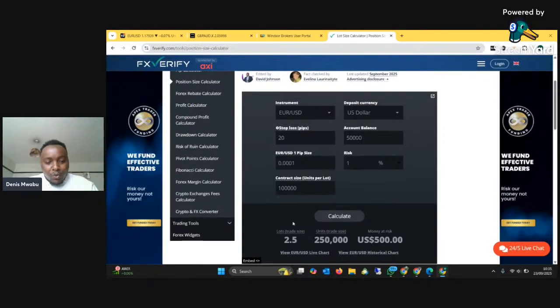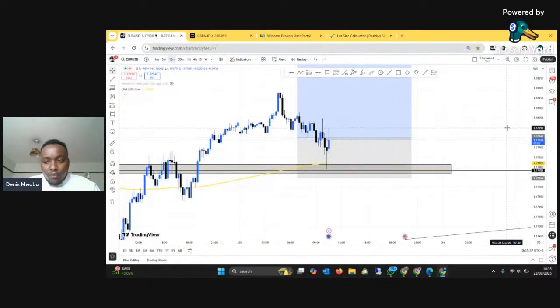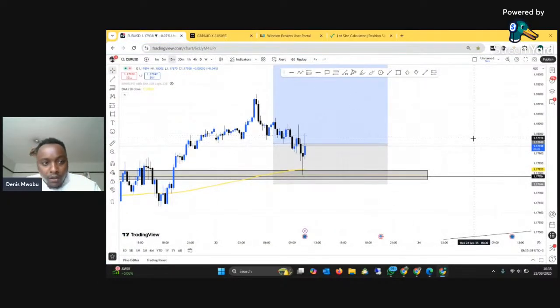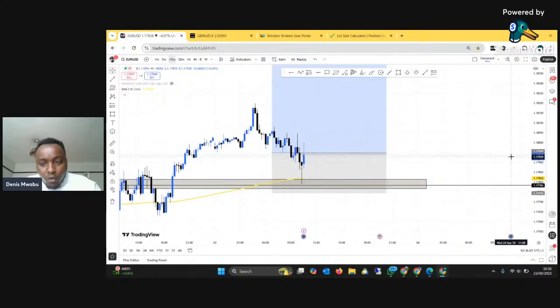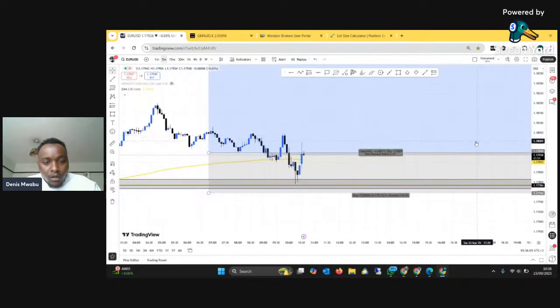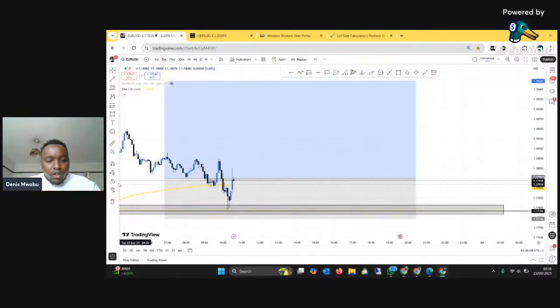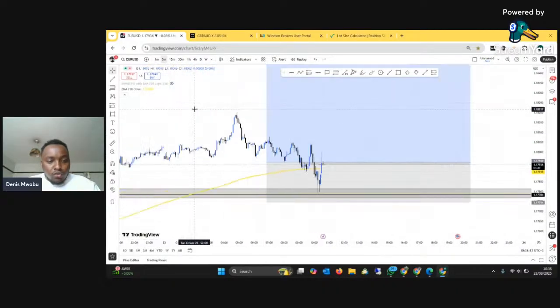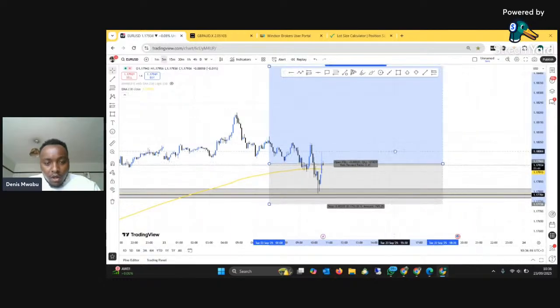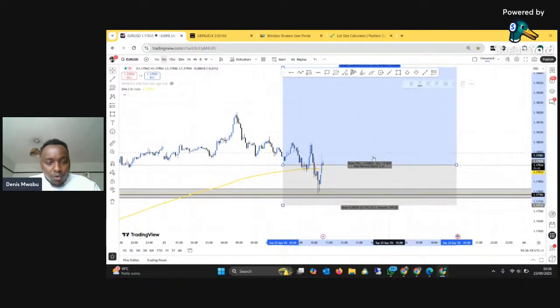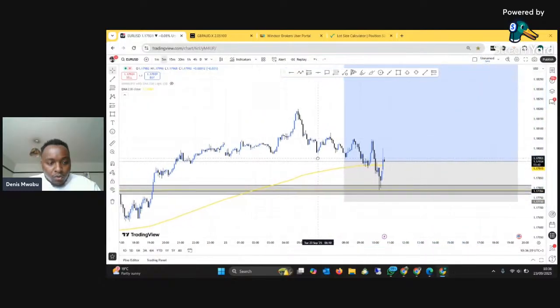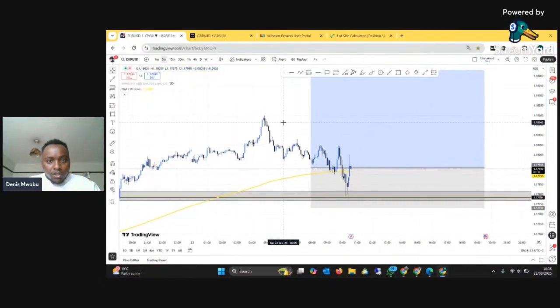So this will be a 2.5 lot size. We just wait for a confirmation here, in the next candle, when the 15-minute candle opens, for us to be able to jump into this trade. So let's just wait and see how this candle will play out.